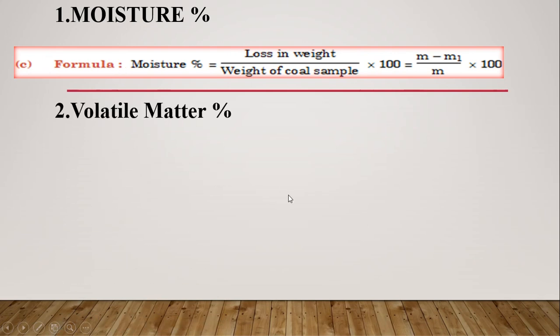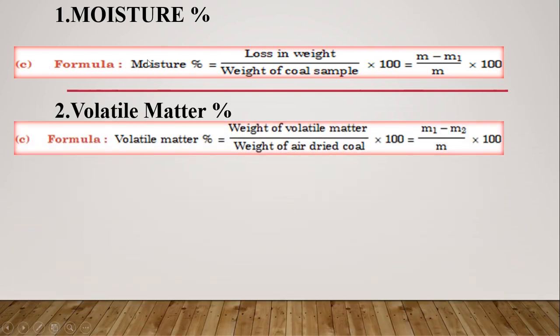Second, how to calculate the volatile matter? The same coal sample, after measuring for moisture, we keep in a muffle furnace for 7 minutes only, at around 725 degrees Celsius. Then again the weight will be lost, and the loss in weight upon the weight of coal sample taken into 100 is the volatile matter percentage.